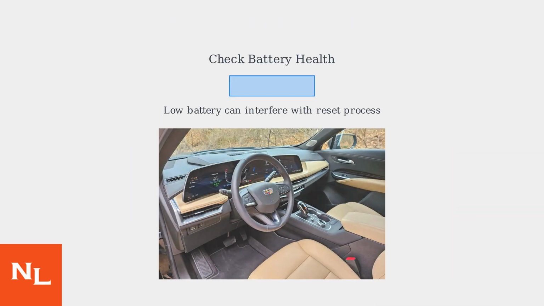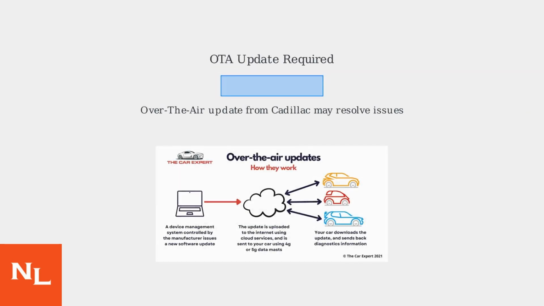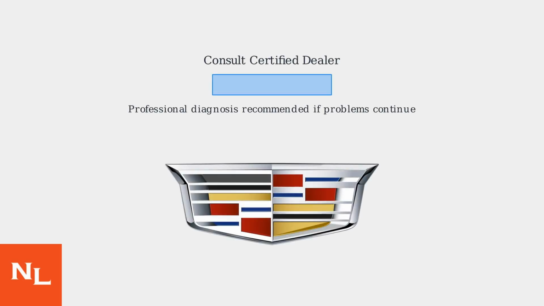If the reset fails, check your XT4's battery health. A low battery can sometimes interfere with the reset process. Also, check for any active DTCs, diagnostic trouble codes, as unresolved codes can prevent the reset. If issues persist, an OTA over-the-air update from Cadillac may be required. Or consult a certified dealer.